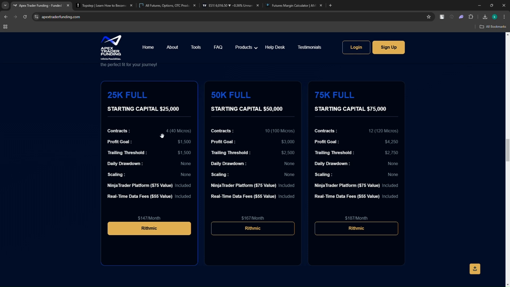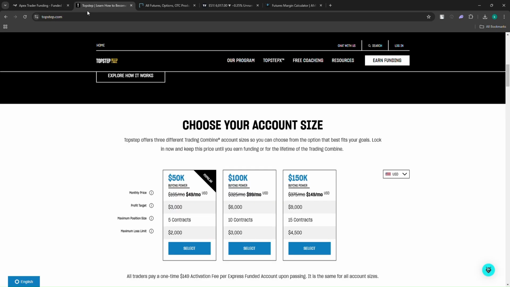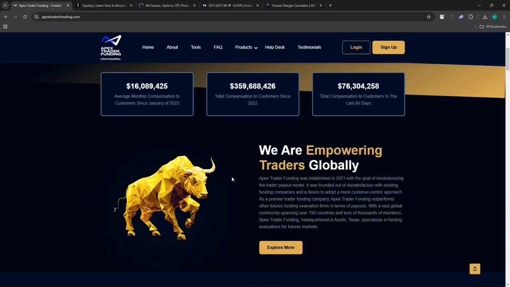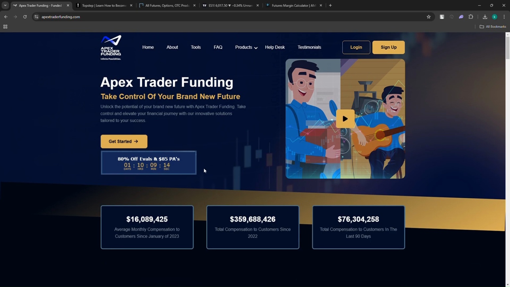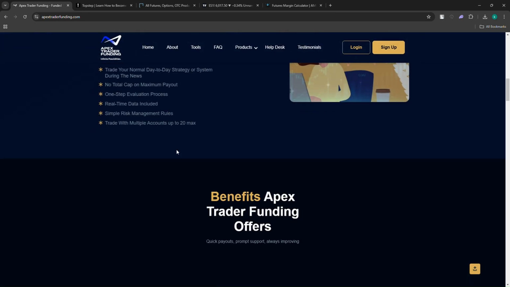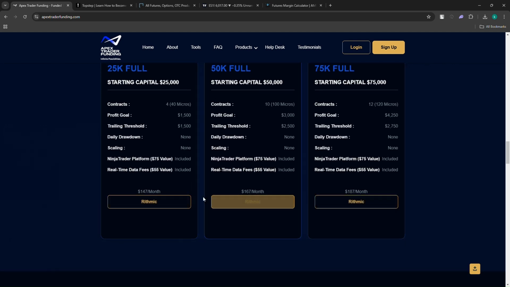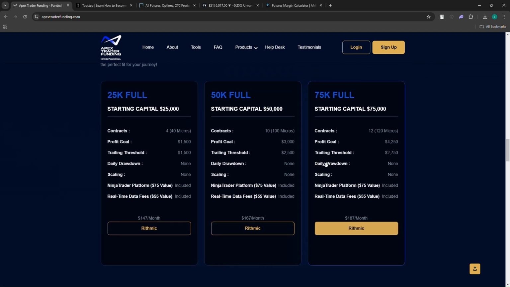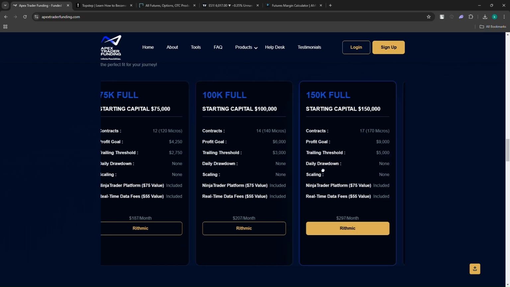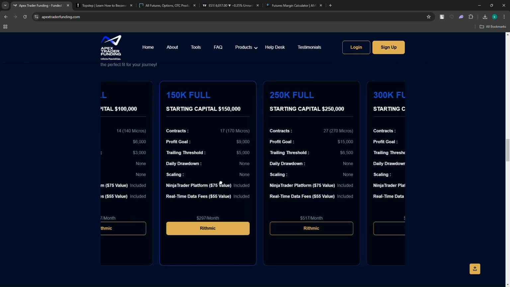Some even give you 100% for your first couple thousand. For example, my two favorites are Apex Trader Funding here and TopStep. First off, we have Apex Trader Funding. They have amazing deals. Their prices are great here. As we can see here, they have an 80% off deal going on right now for every one of their tests here that we have. So we have a 25K, we have a 50K, we have a 75K, we have a 100K, 150K, 250K, 300K.